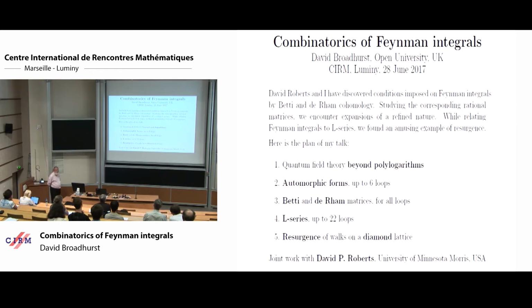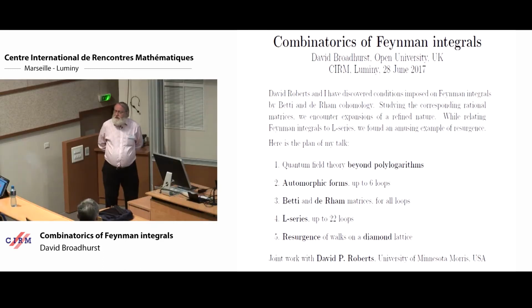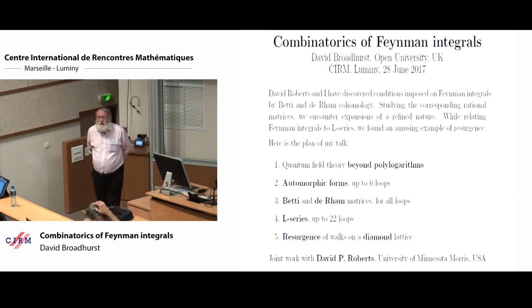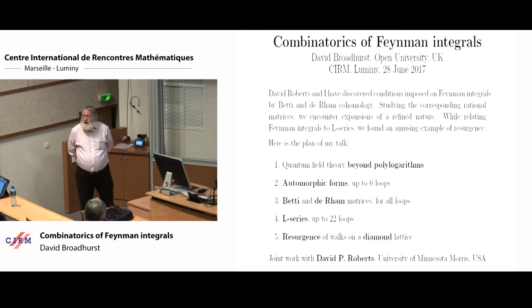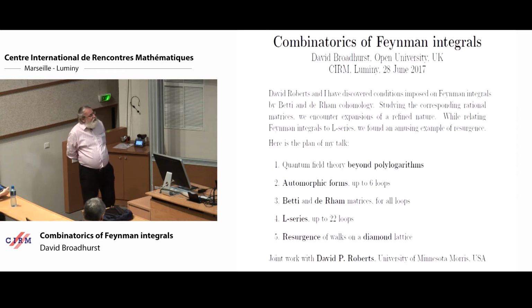So here's my plan. I want to start with a physical example, the most physical example I can think of. If you're worried by physics, shut your eyes, close your ears for the first 5 minutes, but then everything will be safe. And then I want to talk about automorphic forms, which if you're a mathematician, you should know more about than me. And then I want to say that in the past few months, David Roberts and I have discovered quadratic relations between Feynman diagrams, encoded by Betti and de Rham matrices. If you haven't heard of those, I will make those very concrete. And we've found these up to all loops.